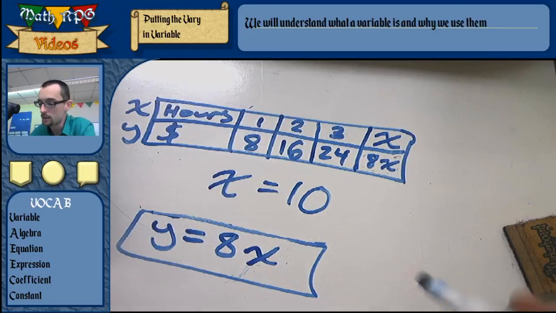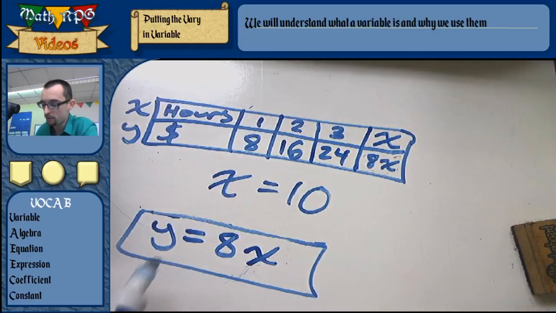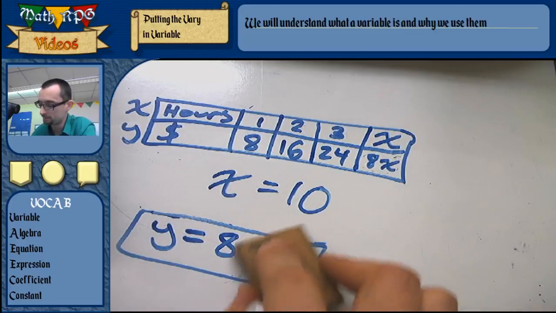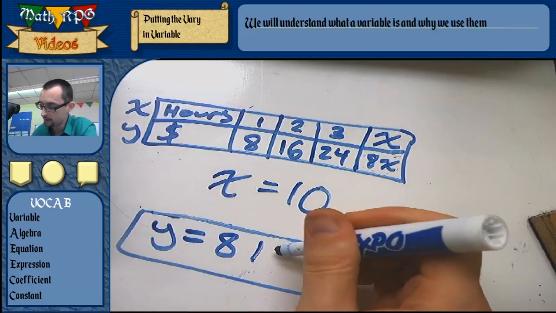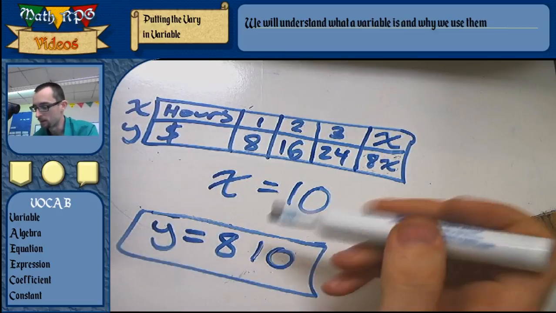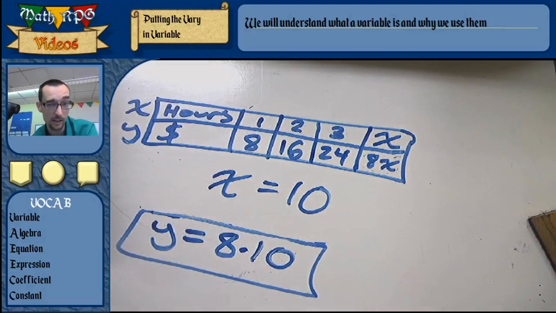So I'm going to substitute in 10 for X, which means everything stays the same. Y stays there, equal sign stays there, 8 stays there. The only thing that changes is X. X comes out, and 10 goes in. Now this is weird. I can't just leave the 8 and 10 together because it looks like 810. So I'm going to have to put a times sign in there, because there was a times sign in there, remember, between the 8 and the X, it just was invisible. So I got to put a sign in there so it doesn't look like 810, right?